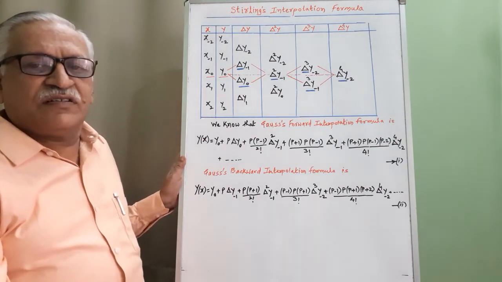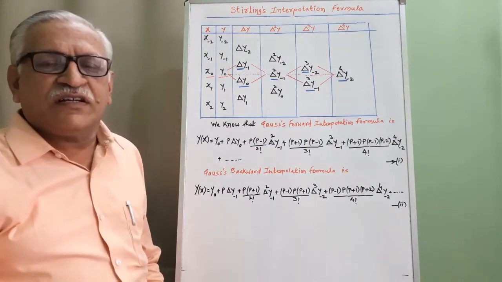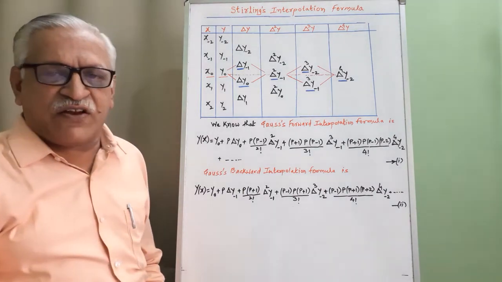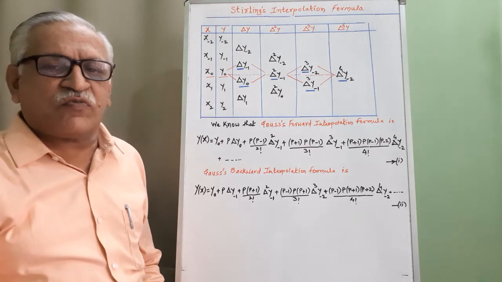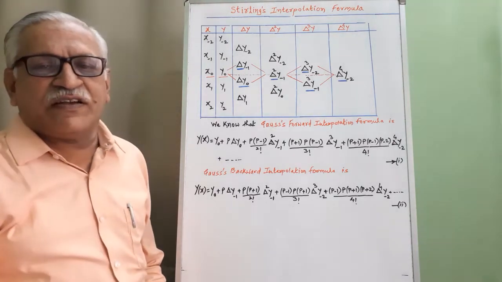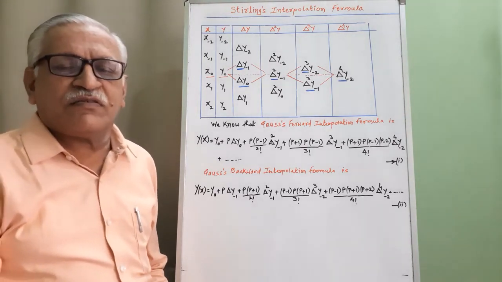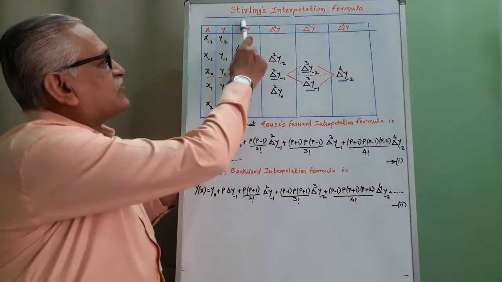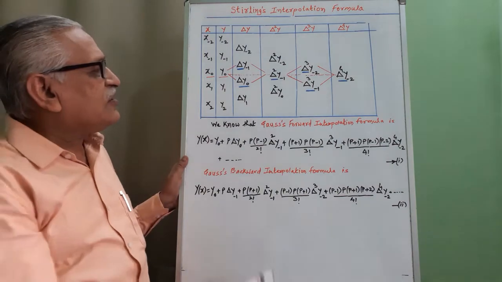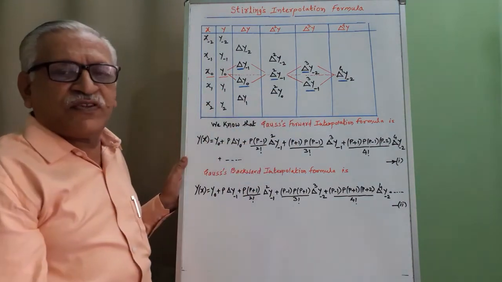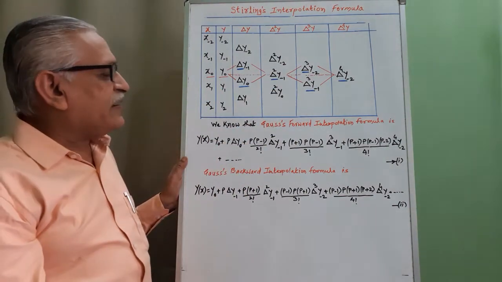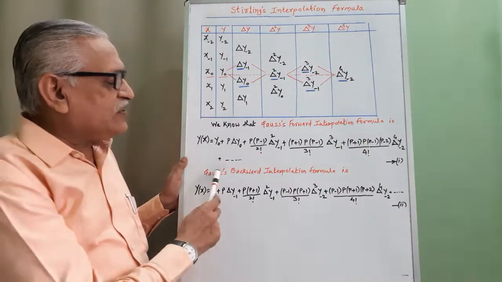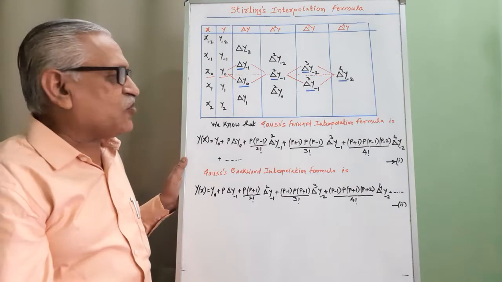This video is divided into two parts. In the first part, I am going to discuss how Stirling's interpolation formula is derived, and in the second part, I will discuss one simple problem on Stirling's interpolation formula. To develop the Stirling interpolation formula, we take the help of this forward difference table and two results: Gauss's forward interpolation formula and Gauss's backward interpolation formula.